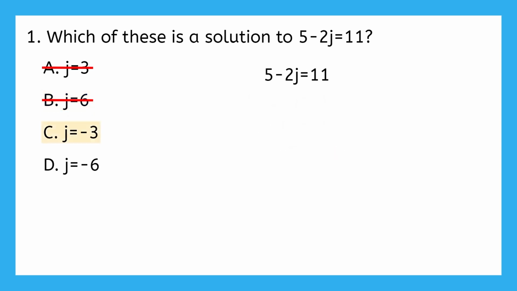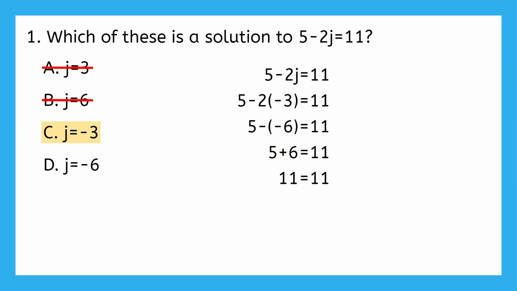What about negative 3? If I substitute, I get 5 minus 2 times negative 3 equals 11. I'll multiply 2 times negative 3 first, which makes negative 6. So I wind up with 5 minus negative 6. Thinking about subtracting a negative is always kind of tricky, but I know that minus negative 6 is just the same as adding positive 6. That's a lot easier to think about. 5 plus 6 makes 11, so I have 11 equals 11. And that's true. So is j equals negative 3 a solution to this equation? Yes, it is, because it's a value of our variable that makes the equation true.